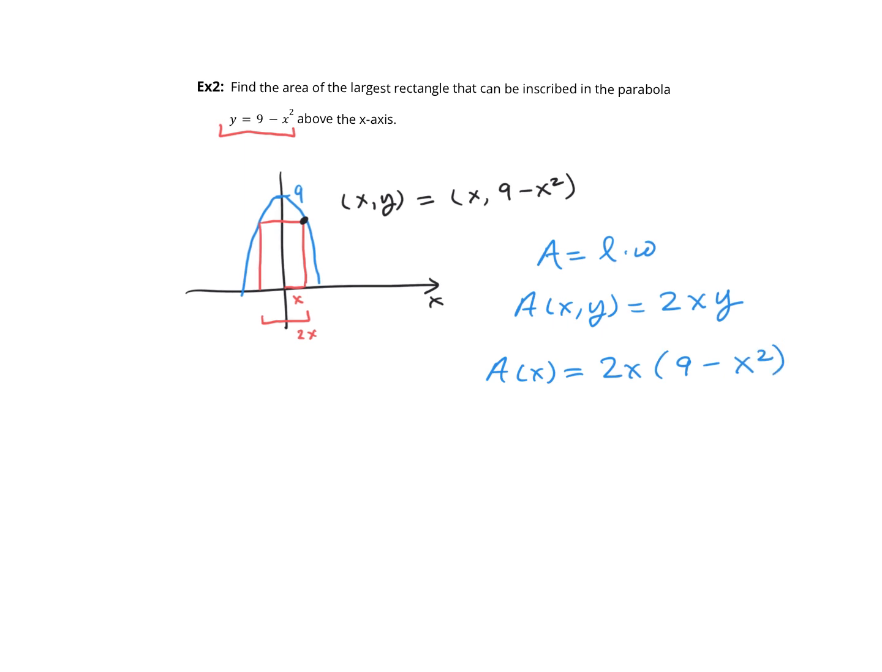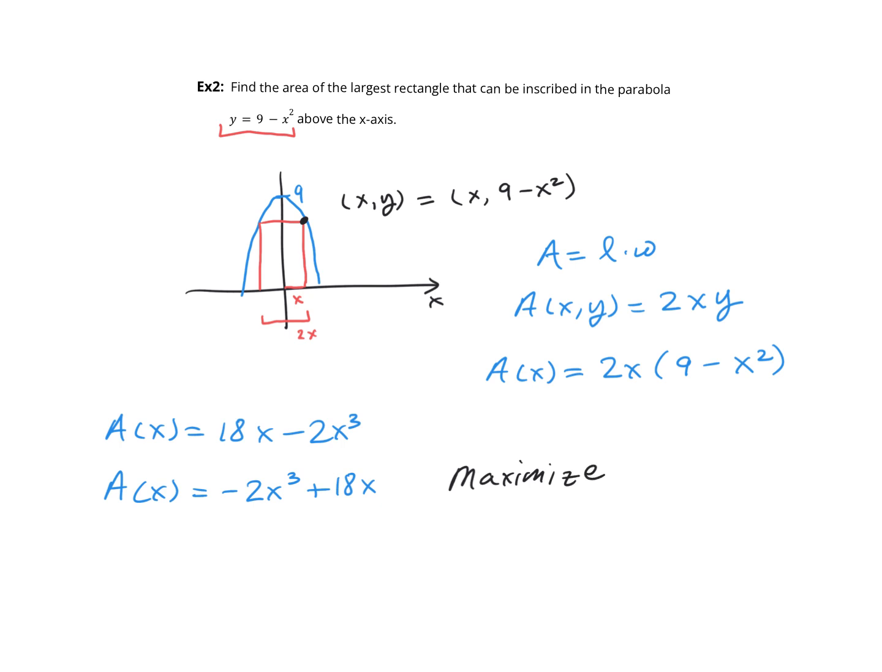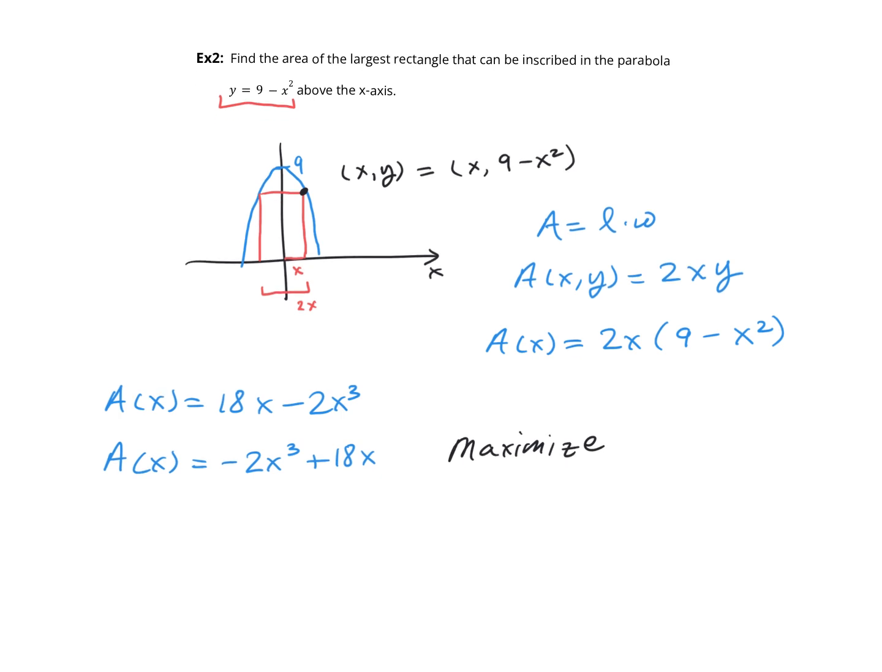And we can simplify this down a little bit by multiplying into a polynomial form. That's going to be 18x minus 2x cubed, or negative 2x cubed plus 18 times x. And now this time around, we want to maximize this quantity. And again, we're going to follow what we've learned so far in this chapter, which is to find our derivative, find the critical numbers, and then study the sign of the derivative around those critical numbers.